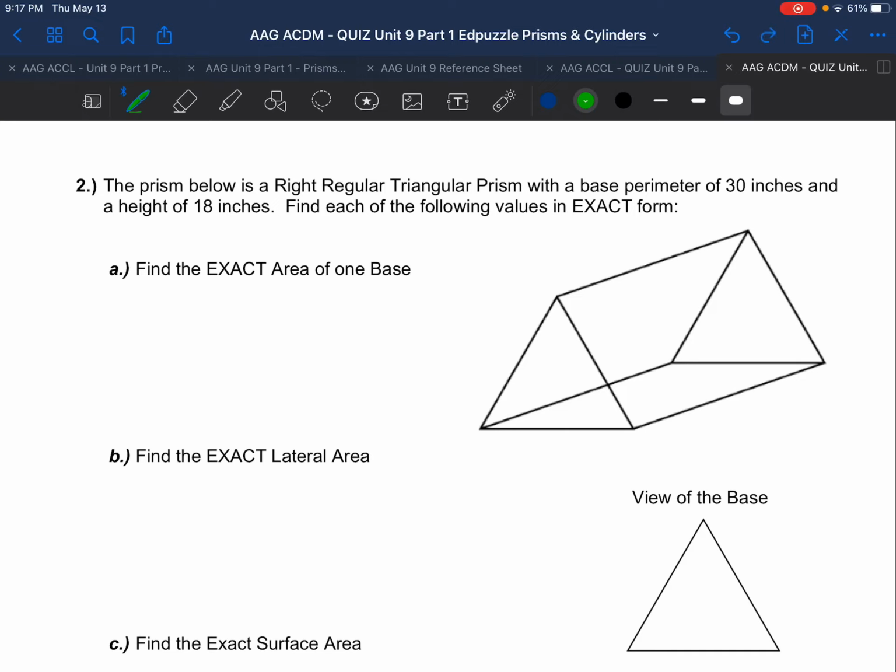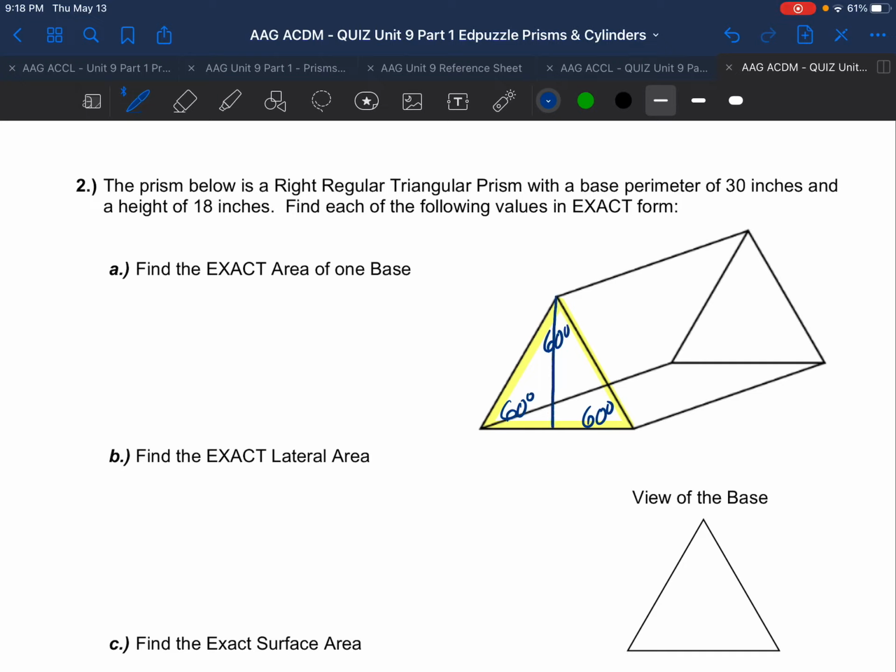So no decimals here, ladies and gentlemen. Okay, so let's just go back and retrace our steps here from the directions. First and foremost, they tell us it's a right regular triangular prism, which means the bases are perfect triangles, which means they're equilateral. So guys, a little hint here: each of these bases is an equilateral triangle, which means each of their angles is 60 degrees. 60, 60, 60. So hint, hint.